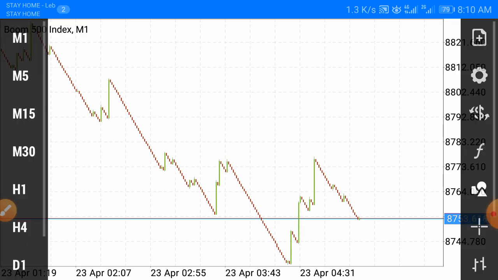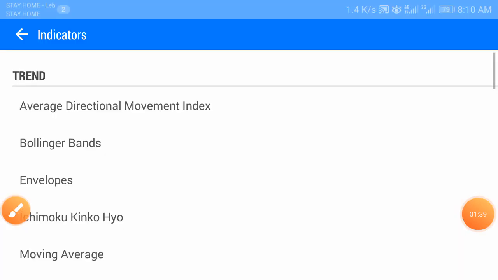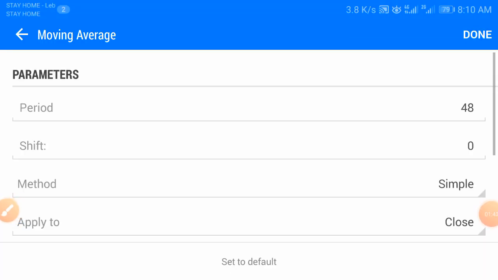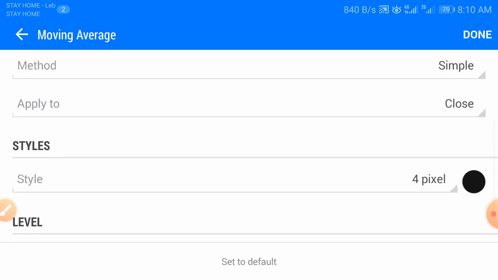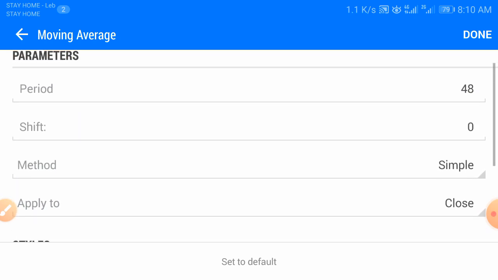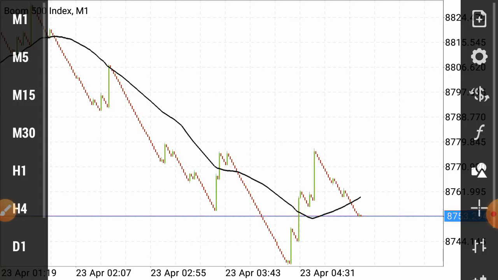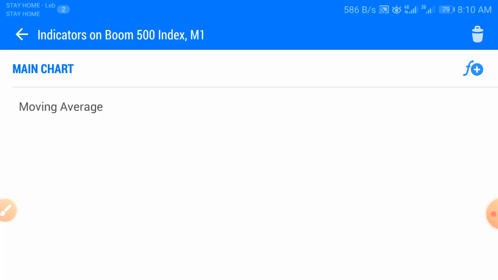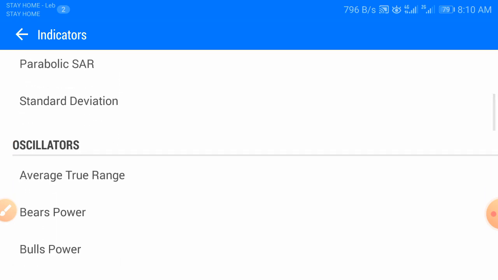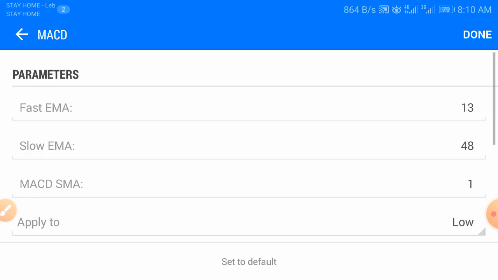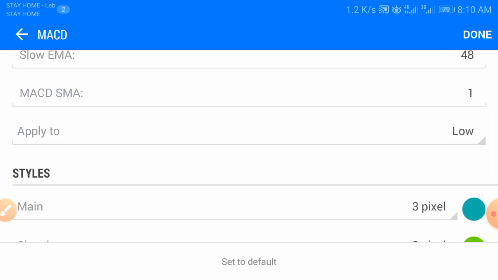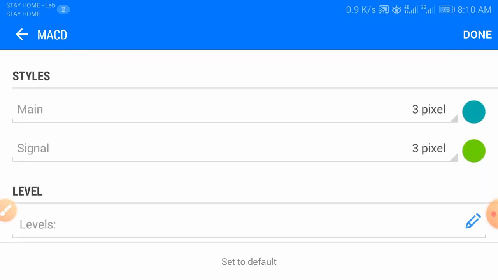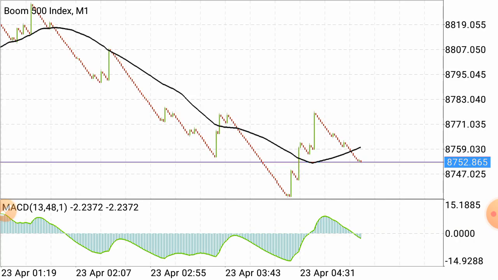First of all, we have to choose the indicator moving average. Moving average: 48 period, shift 0, simple, apply to close, 4 pixel, and color black. Look here, and done. The second thing is MACD. MACD is a very awesome indicator, but you need to know how to use it and how we calculate it. The fast EMA will be 13, the slow EMA will be 48, and the MACD SMA will be 1. Apply to low, 3 pixel, signal will be 3 pixel, and done.